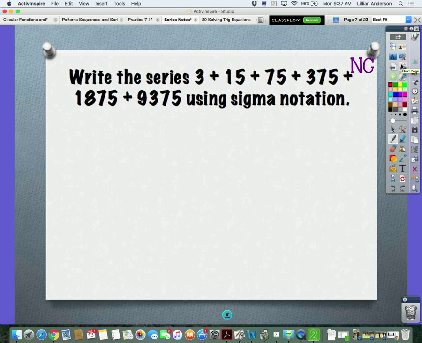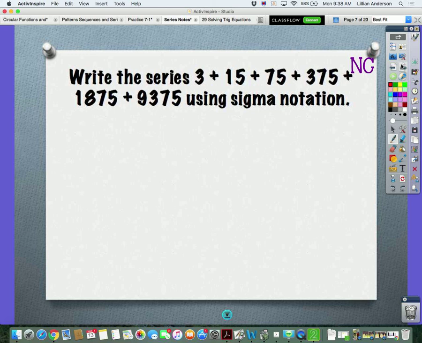Last one. It says to write the series using sigma notation. So we have 3, 15, 75, 375, 1875, and 9375. Now with this particular series, do you notice something? Say again? We are multiplying by 5.